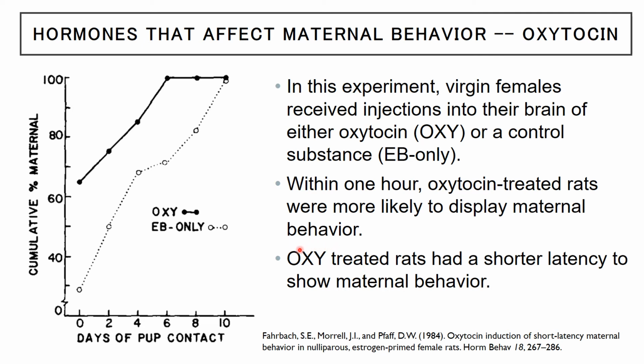Animals that were injected with oxytocin into the brain, and they're getting these daily injections, are more likely to show maternal behavior very early on. You can see on the very first day, it's around 60%. With 2 days of pup contact, it's more like 75%. At 4 days, it's nearly over 80%. And by day 6, 100% of the animals are all showing maternal behavior versus only about 65% in the control animals. So oxytocin can induce the mothering behavior. It can also speed up and increase the likelihood of showing mothering behavior plus pup contact.